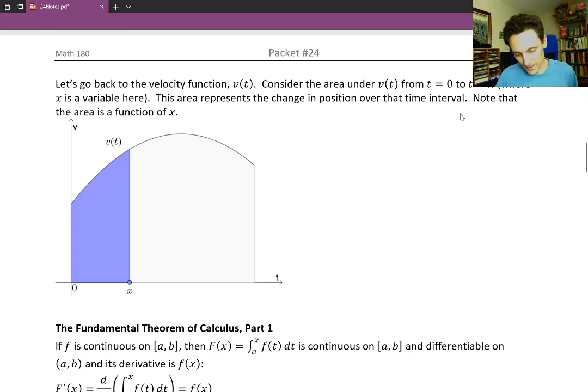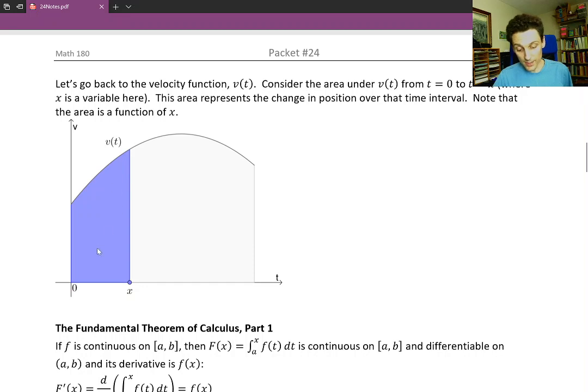Let's take a look at the velocity function. So here's v of t. Again, t is along the x-axis, velocity is along the y-axis. And here we're going to consider the area under that velocity function from t equals 0 to t equals x, where x is going to be a variable. And in fact, in the picture, you can see there's a little dot right here. So you can imagine taking that dot and just dragging it over to the right. And that's going to change the area under the velocity function. What it's going to do is give us the area so far as we're moving x to the right.